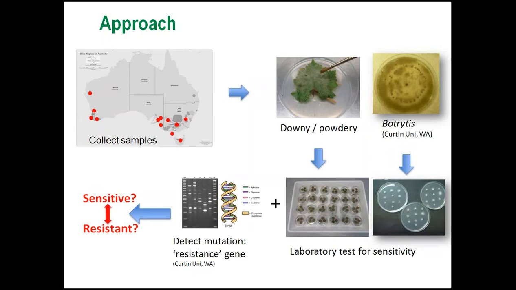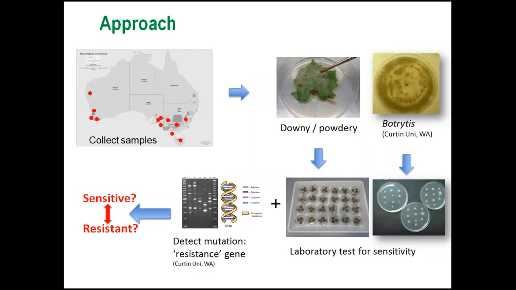Okay, so we've got our samples. What happens then? We do a laboratory test for sensitivity, and again with powdery and downy that has to be done on live tissue, whereas Botrytis can be done on Petri plates or in microarray plates, very quickly. Then each sample that we get in, we send to our colleagues in Western Australia, and they extract the DNA and try to detect the mutation. We're calling it the resistance gene. It may be many genes, but in the case of QOIs it's one gene, and in the case of DMIs we're looking at one major gene. So they extract the DNA and ask, can we detect the mutation in that particular sample?